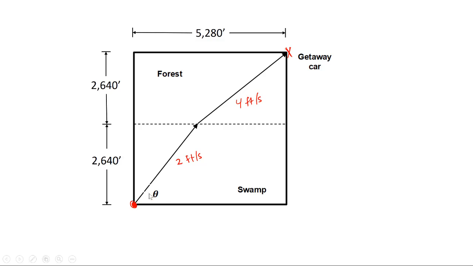And so obviously, depending upon the angle that you choose to begin with, that's going to govern the time required to get to the getaway car. So if you can go very slowly through the swamp, then maybe you want to make this distance pretty short. So you might want to make this as short as possible, but the shorter you make this leg of the trip, then the longer the second leg of the trip is going to be. So this is an optimization problem, and this is a problem that I give to my students every year.